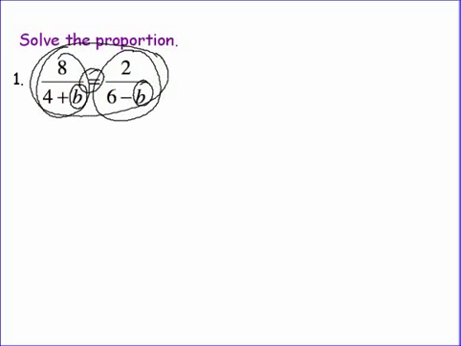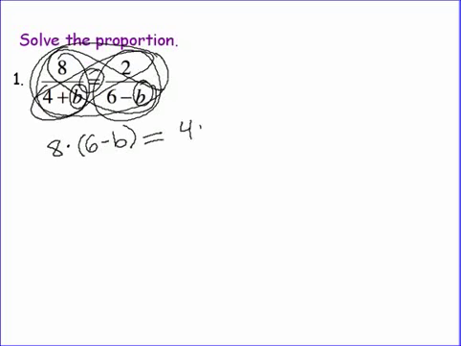I'm going to multiply the extremes and set those equal to the product of the means. So the extremes here are 8, and I multiply that by the other extreme, which is 6 minus b. So that's the extremes. And then I set that equal to the product of the means. The means being 4 plus b times 2. So I've got to put that parentheses in there so that I can distribute out the 2 over here and distribute out the 8 over there. So now let's go ahead and distribute.